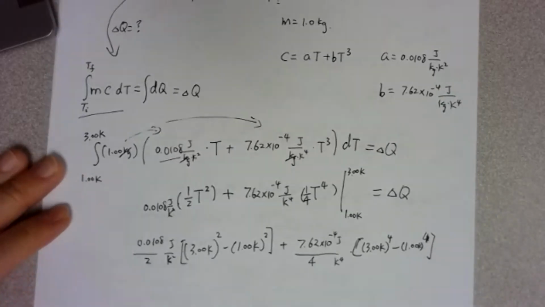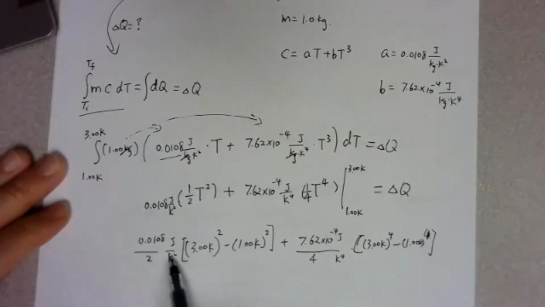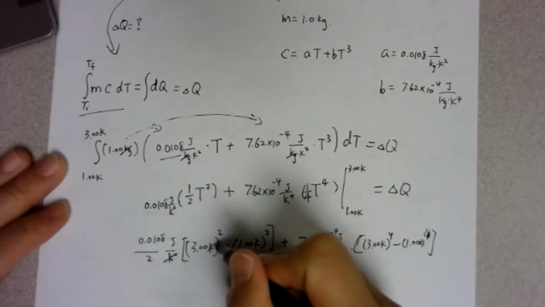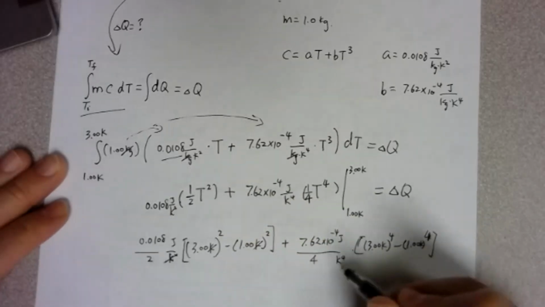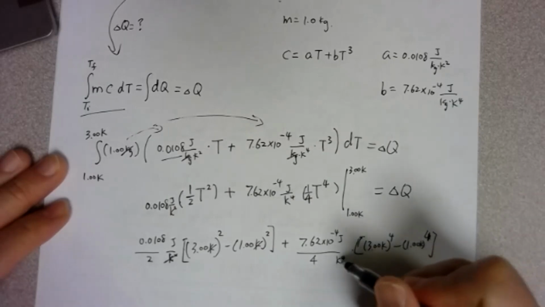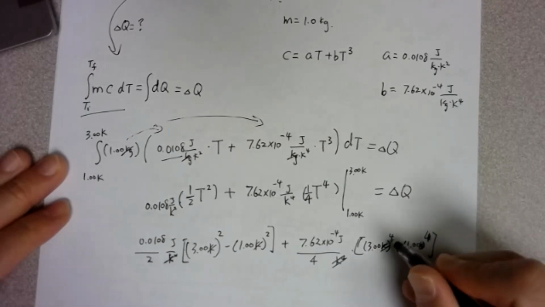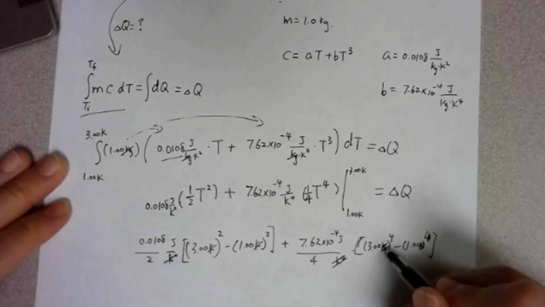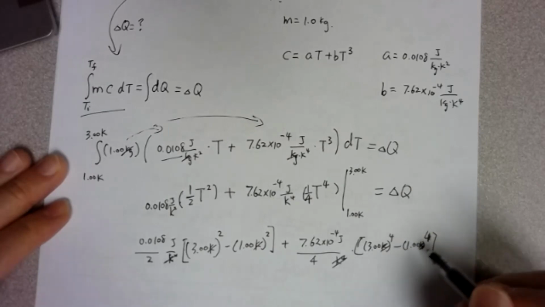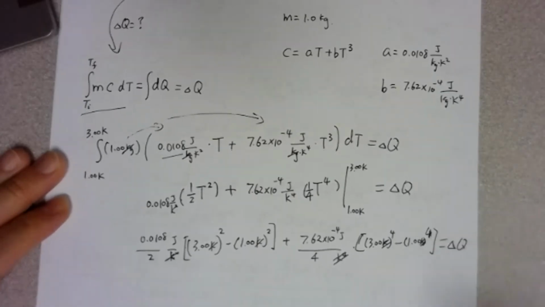You'll see that Kelvin squared minus Kelvin squared will cancel out this Kelvin squared, so the units cancel. And Kelvin to the fourth here, and this will also be Kelvin to the fourth, so Kelvin to the fourth will cancel. At this time, don't cross out the fourth power here, because you're just getting rid of Kelvin to the fourth, not the 3 to the fourth or 1 to the fourth. That equals your delta Q or your Q.